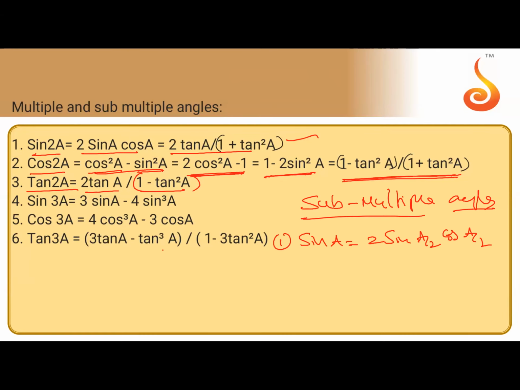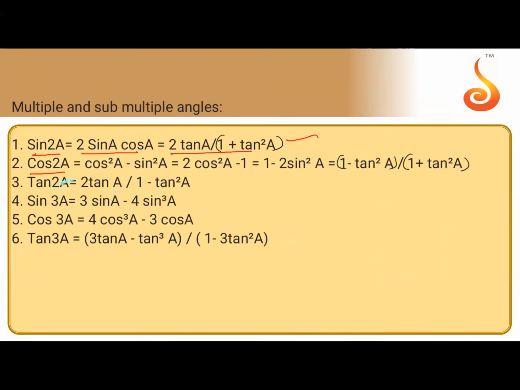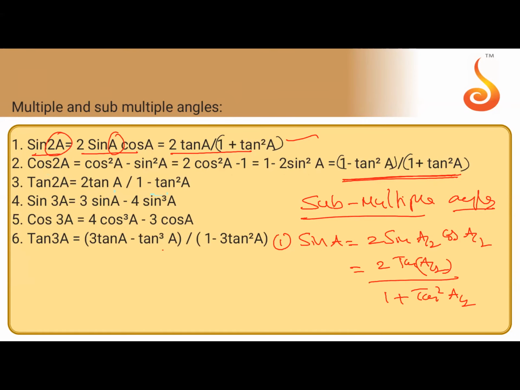If you want it in terms of submultiple angles, sin A equals 2 sin A by 2 cos A by 2. This is 2 tan A by 2 by 1 plus tan square A by 2. How to get submultiple angle formulas? Substitute 2A equal to A and A equal to A by 2 on both sides. Just substitute A equal to A by 2 on both sides to get the required formula. All submultiple angle formulas come. So sin A will be 2 sin A by 2 cos A by 2 and 2 tan A by 2 by 1 plus tan square A by 2. If A is on the left side, A by 2 comes on the right side, the half angle.